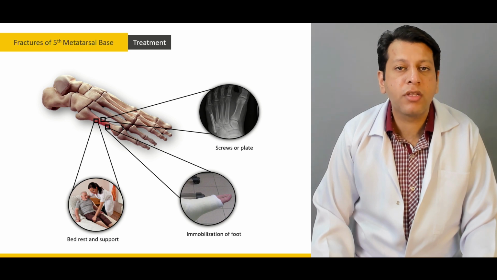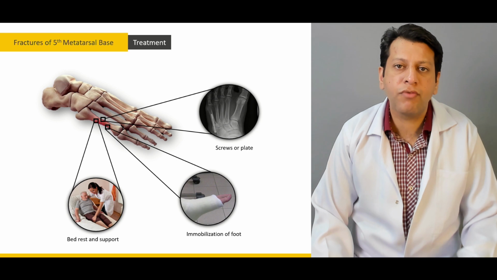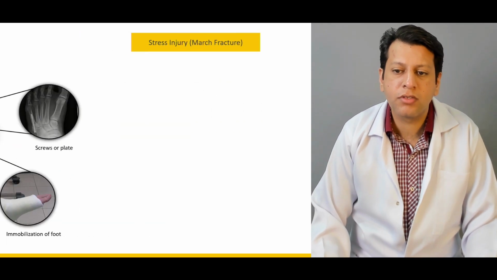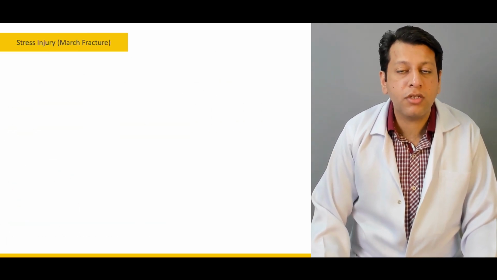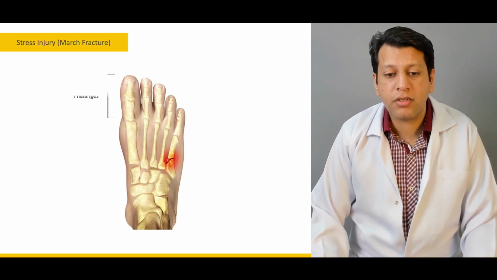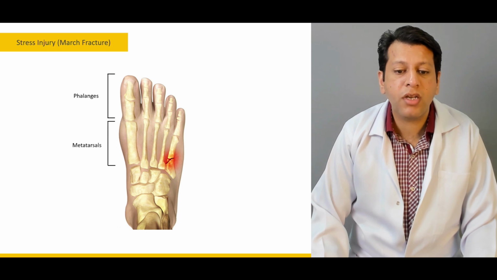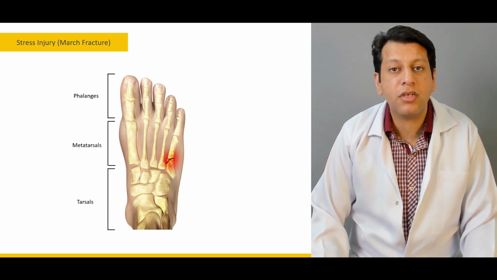And then we have to give them bed rest and support as well, and allow the time for the fracture to heal for 4 to 6 weeks. Now coming to the stress injury or march fracture. This is also called stress fractures, which most commonly occurs in the diaphysis of the fifth metatarsal. Usually it rarely occurs in the phalanges, but more commonly it's in the metatarsals as well as in the tibia.